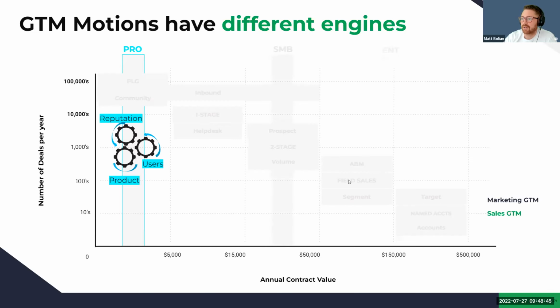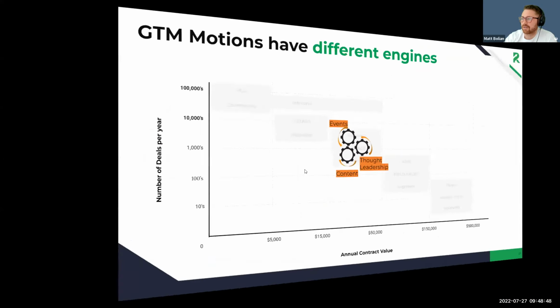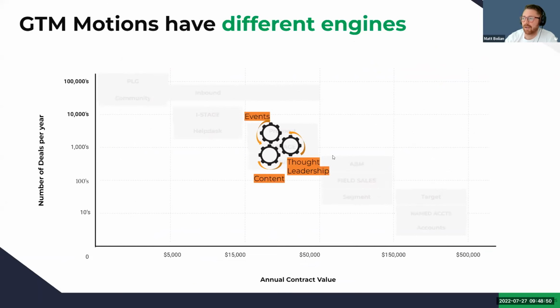As we move to the next, we're going to talk about SMBs. The SMB market is different. And this is where I sit, right? This is where my organization sits. So it's through events, through thought leadership and content. As an example, like this, like thought leadership.